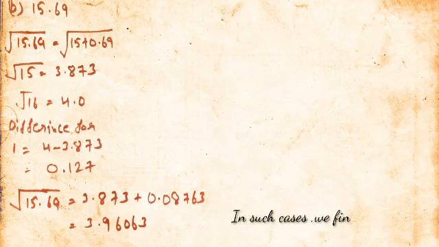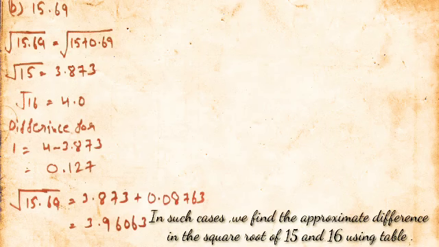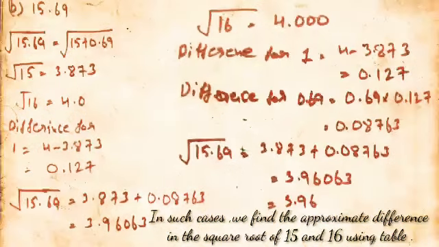In such cases, what we have to do is find the approximate difference, because this number lies between 15 and 16. This is 15.69. This means more than 15 and less than 16. So we have to find the difference in the square roots of 15 and 16 by using the table. As root 15 value given in the table is 3.873, and the root 16 value given in the table is 4.